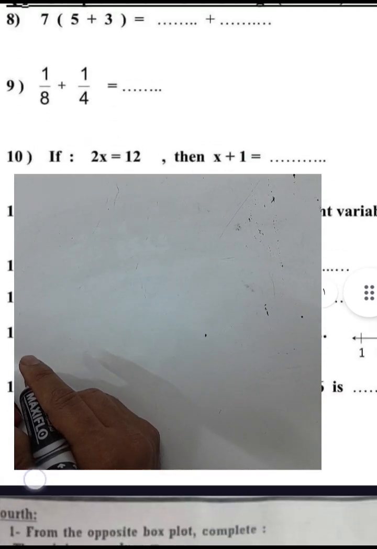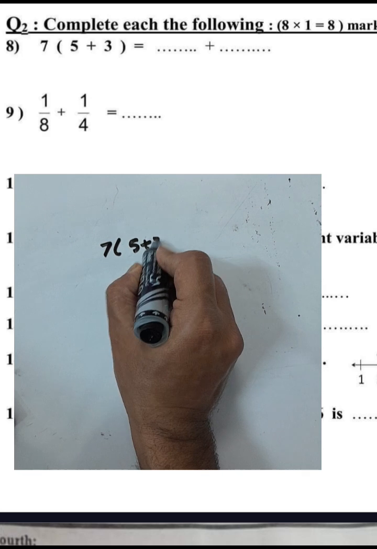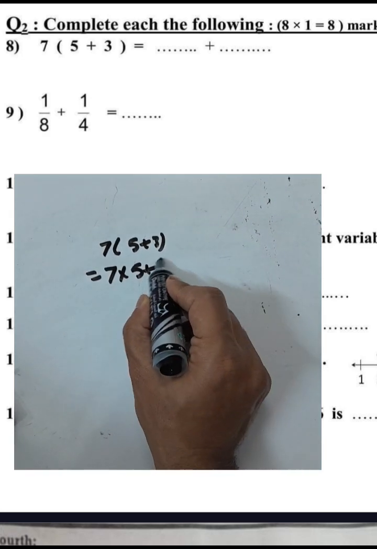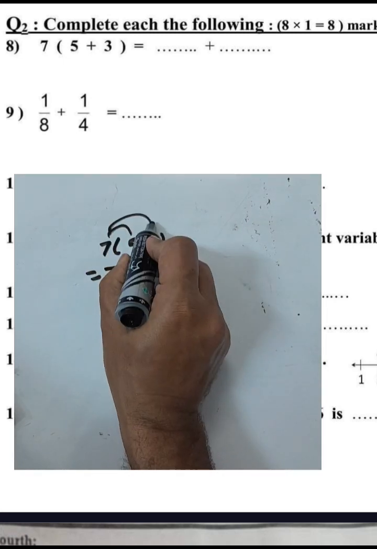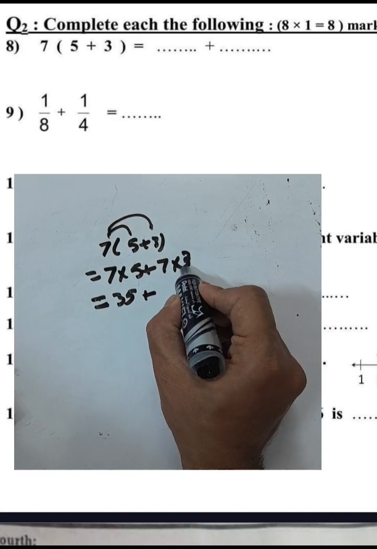Question, complete. 7 multiplied by 5 plus 3. We can use the distributive property. 7 times 5 plus 7 times 3. Distributive property. 7 times 5 equals 35, and 7 times 3 equals 21.